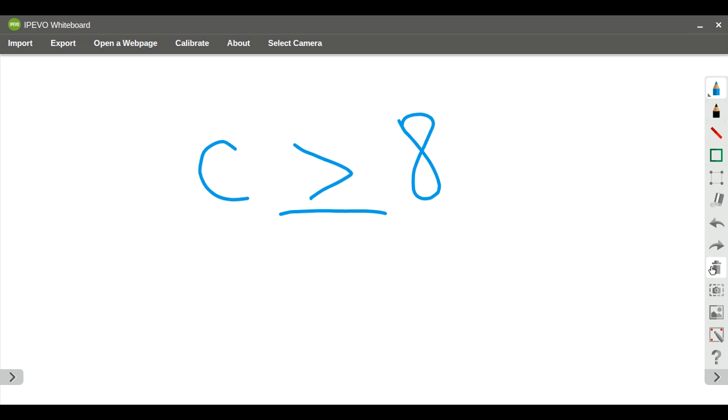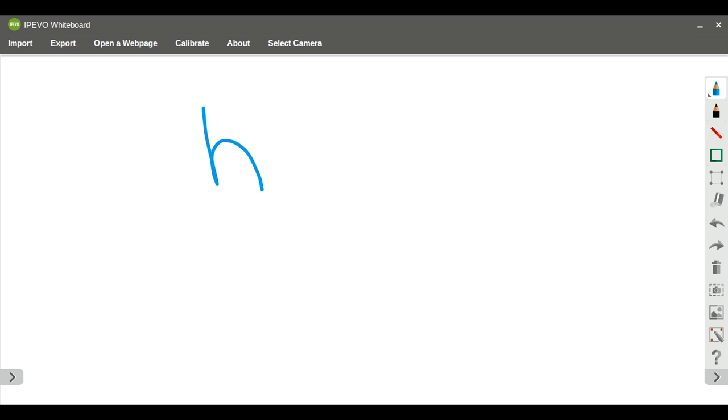Okay. Henry's height h is less than 60 inches. So if I have a height that is less than 60 inches, this one's pretty simple. I just write the inequality that says less than.